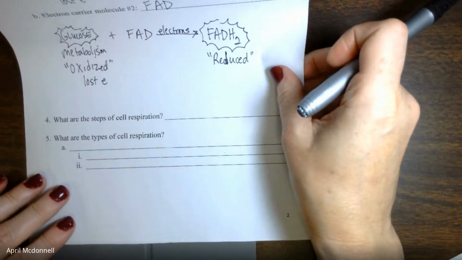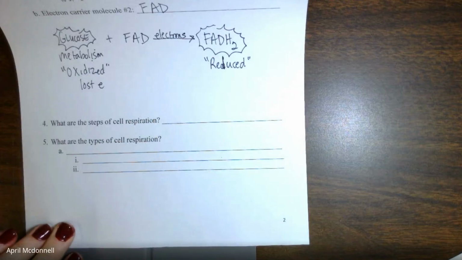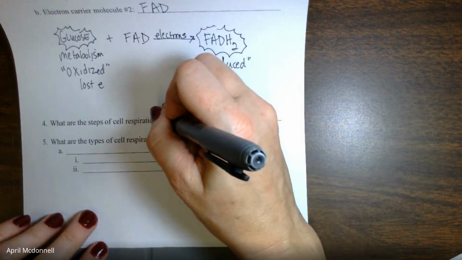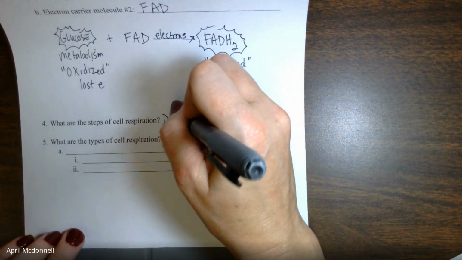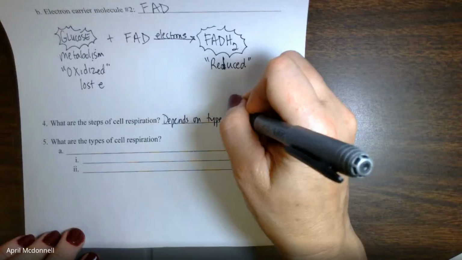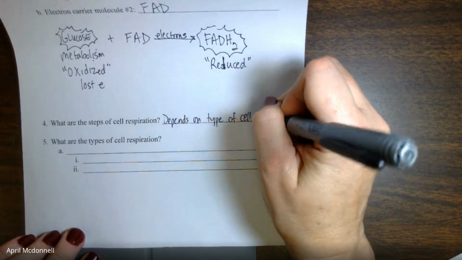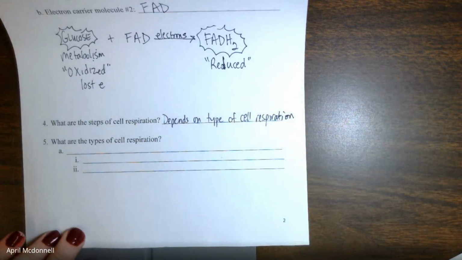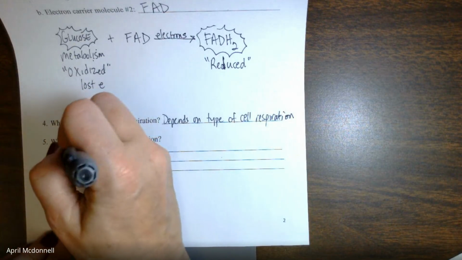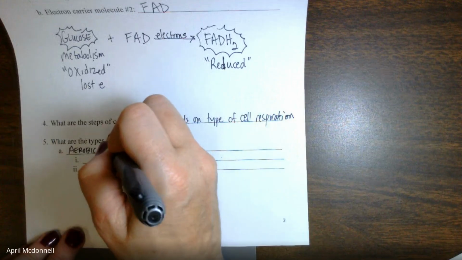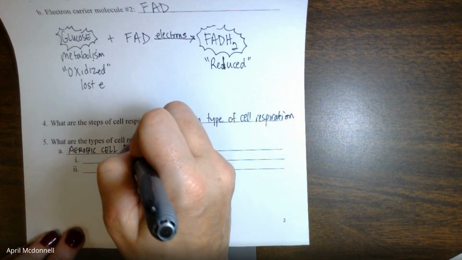Let's continue and do number 4. What are the steps of cell respiration? Well, this depends on the type of cell respiration. There are a couple different types of cell respiration. We're going to start off with something called aerobic cellular respiration.